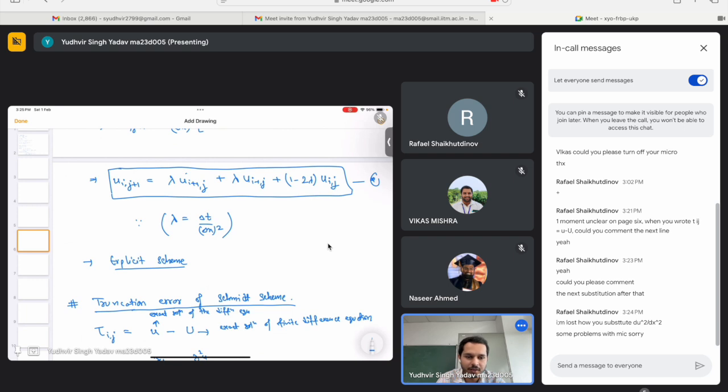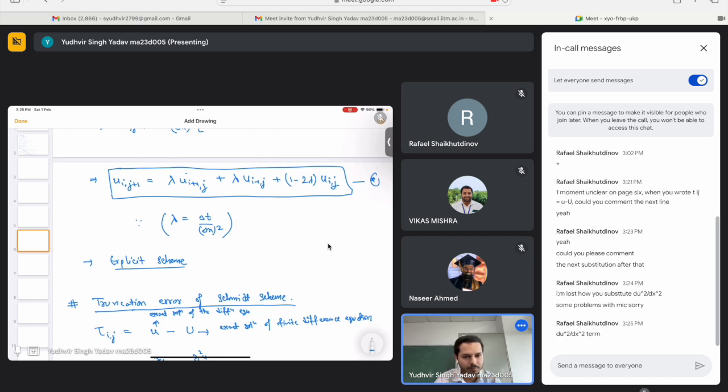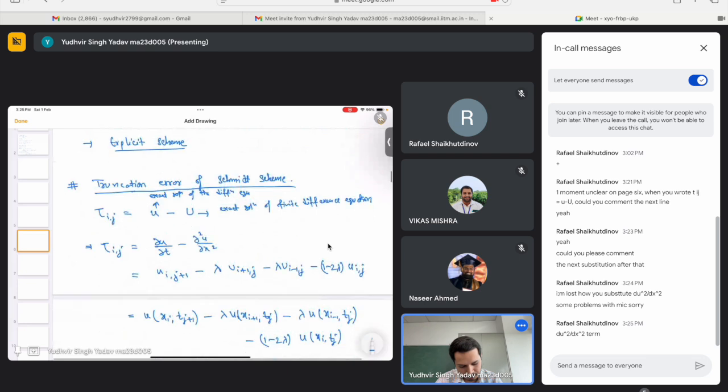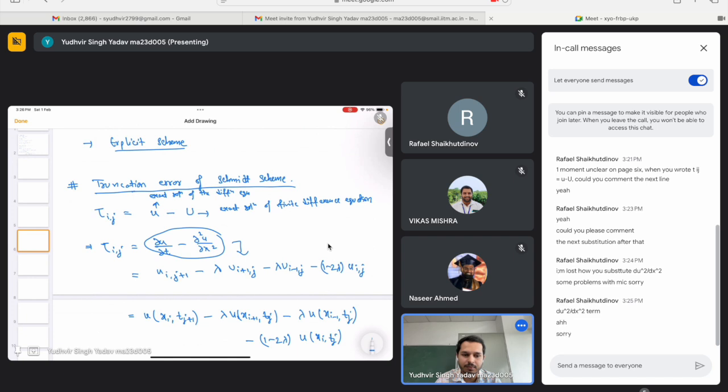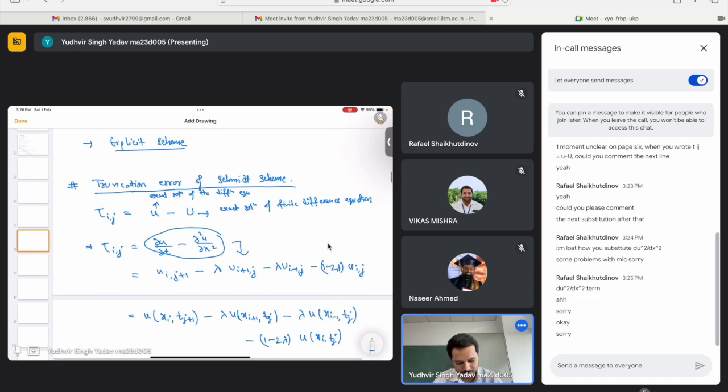Is it fine? Yes, we are substituting the del 2u by del x square by the second order central difference scheme. So this term is nothing but the scheme we have substituted here. Okay.